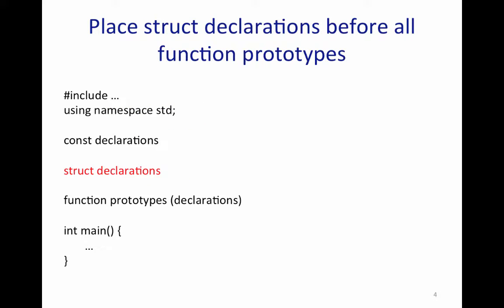In fact, here I did put the const declarations before the struct declarations. So they would be the third item in your program, but they definitely go before your function prototypes. The reason is that your function prototypes often will take structs as parameters, and a struct must be declared before it can be used.